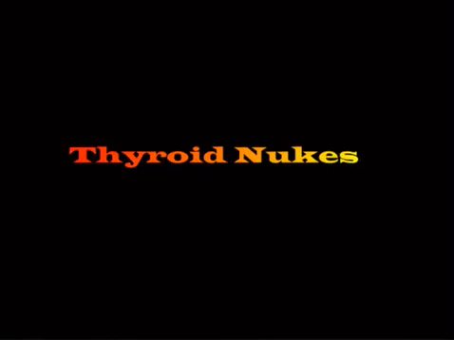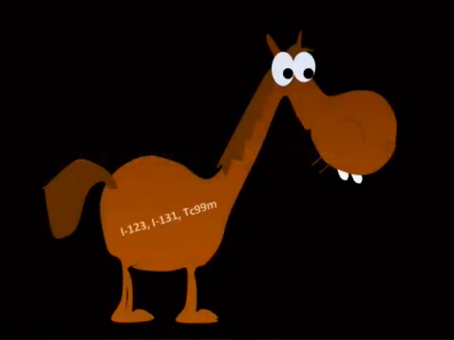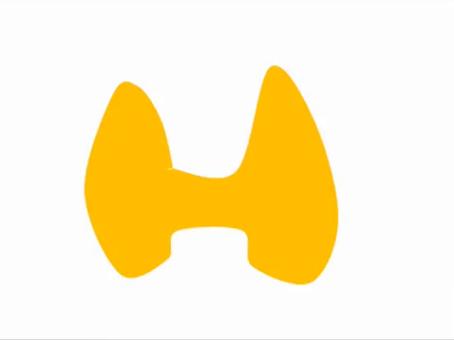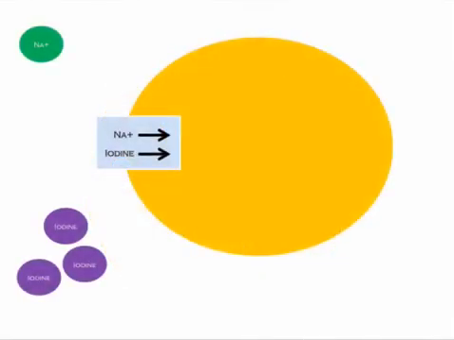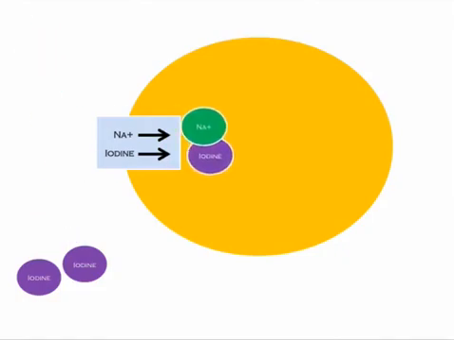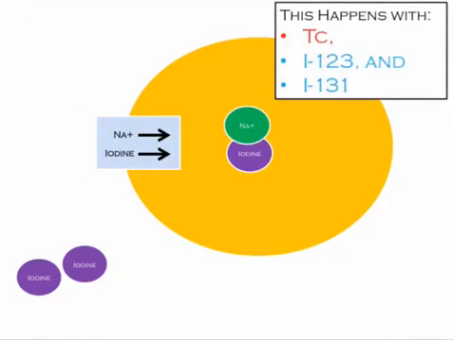So let's review some thyroid nukes real quick. So here's your workhorse. You've got three basic options: 123, 131, or TEC. All three of them can be used to image the thyroid. So reviewing thyroid physiology real quick, here's your thyroid gland. Your thyroid gland is thirsty, and it drinks iodine. That's sort of its job. It takes iodine up through a symporter, which uses sodium and iodine, and this occurs regardless if you are using a TEC agent or iodine 123 or 131.